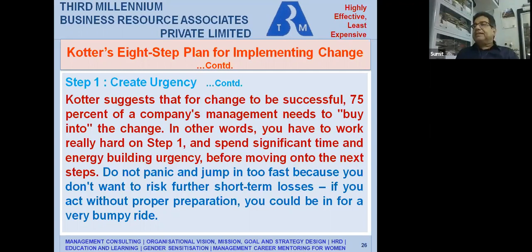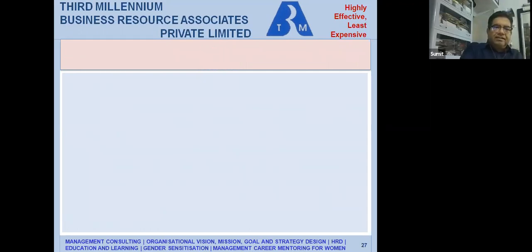Okay. Don't panic and jump in too fast because you don't want to risk further short-term losses. If you act with proper preparation, you could be in for a bumpy ride without proper preparation. So this is a caution on this step that Kotter has put in. Coming to step 2.